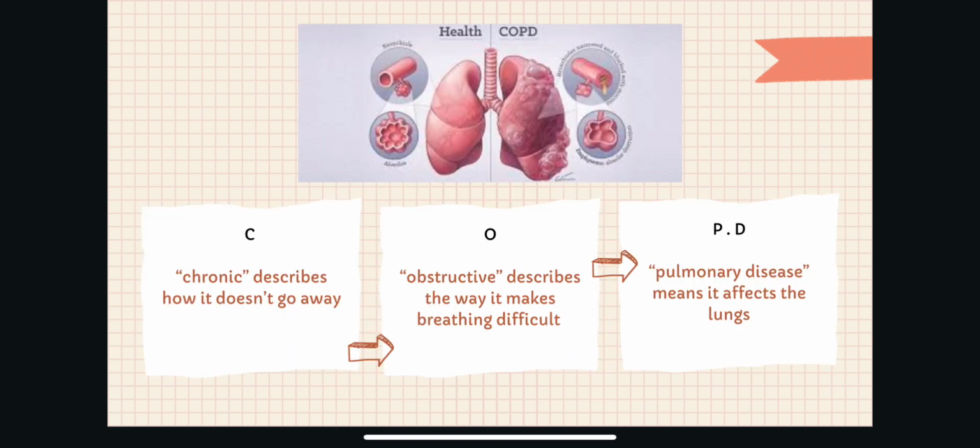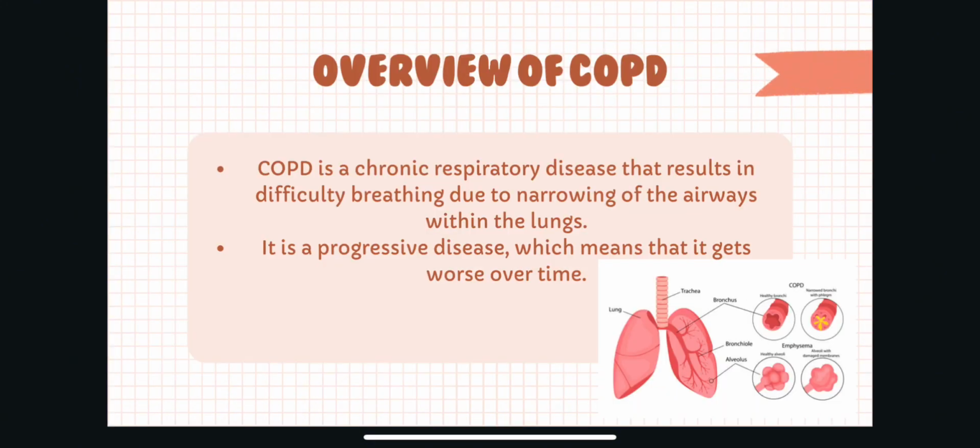C stands for chronic, which describes how it doesn't go away. O stands for obstructive, which describes the way it makes breathing difficult. P and D stand for pulmonary disease, meaning it affects the lung. Overall, COPD stands for chronic obstructive pulmonary disease.